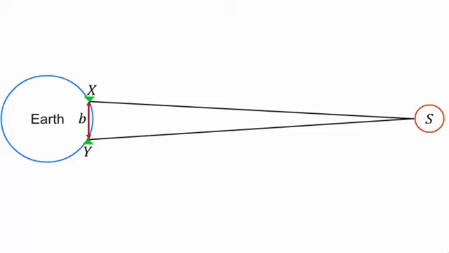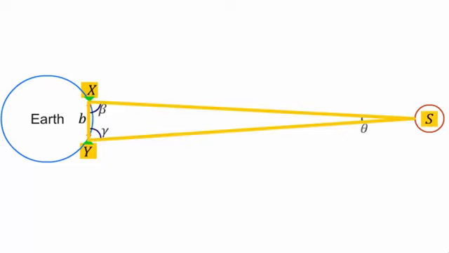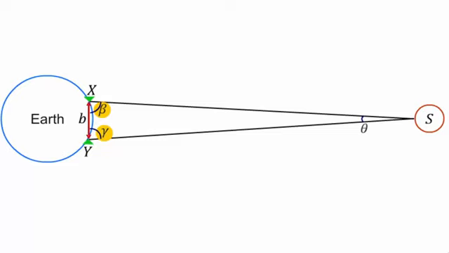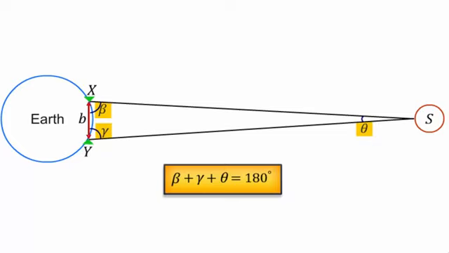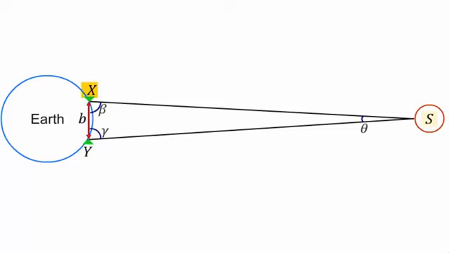Thus, XYS forms a triangle. Let beta and gamma be the angles made by the lines XS and YS with the line XY respectively, and angle XSY be theta. The angles beta and gamma are measured while observing the planet with the help of telescopes. As the sum of the angles in a triangle is equal to 180 degrees, and knowing the values of beta and gamma, we calculate the angle XSY between the two directions along which the planet is viewed from these two points. This angle, denoted by theta, is known as parallax angle or parallactic angle.